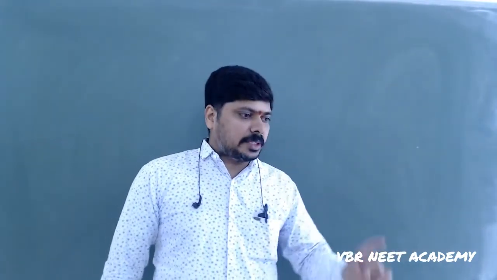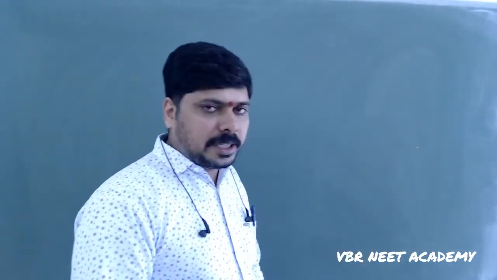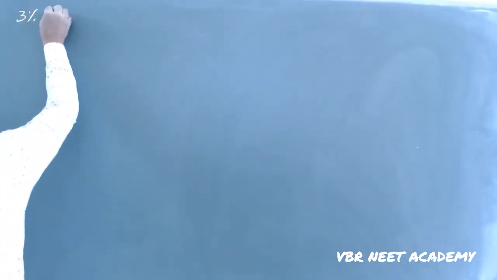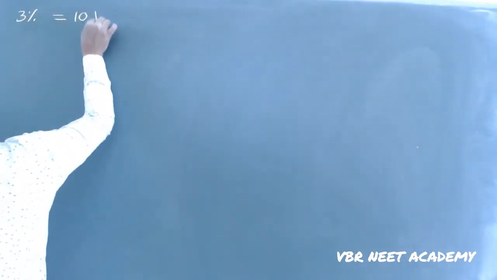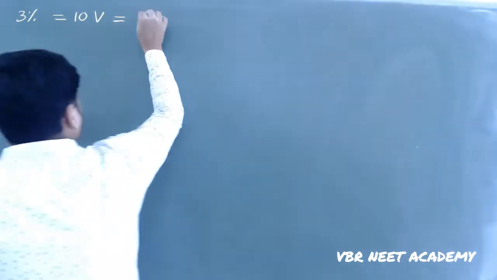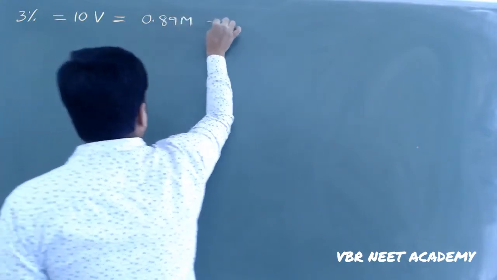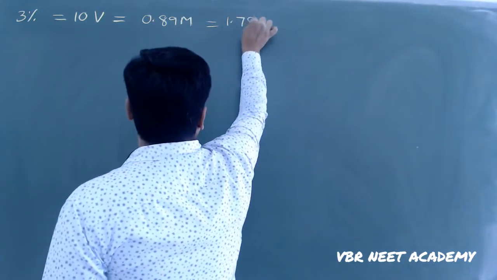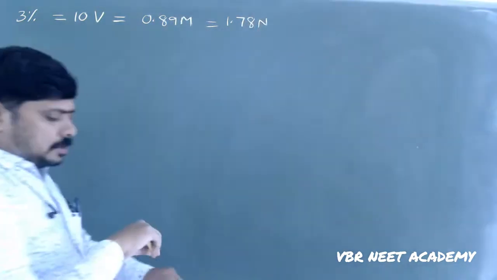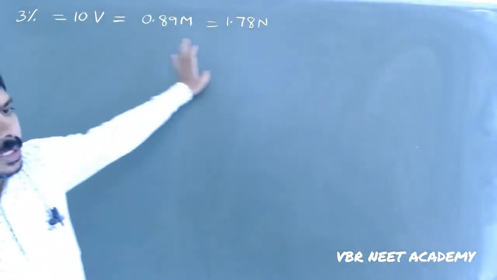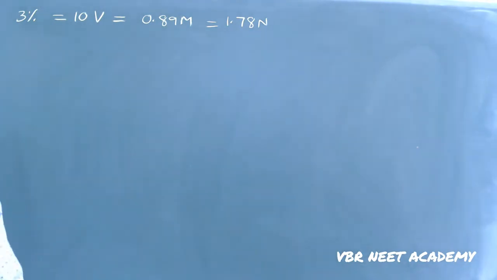Yes. So yesterday I gave one formula for calculation of volume strength. What is that one? 3% H2O2 is equal to 10 volume, which is equal to 0.89 molar, which is equal to 1.78 normal. So this is the formula you can use for any particular calculation. That's what I said yesterday.